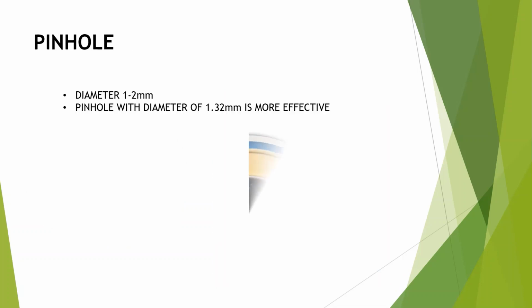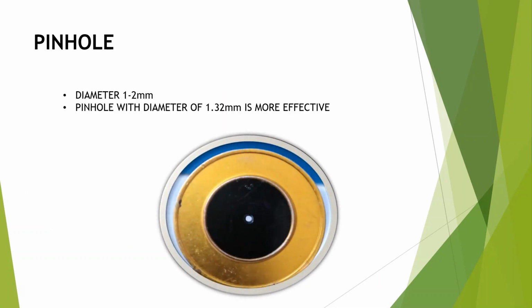The sixth accessory is pinhole. It has a tiny hole at center, with a diameter of 1 to 2 mm, which allows only one ray of light to pass through the cornea. It helps us to determine whether eye has refractive or pathological error.